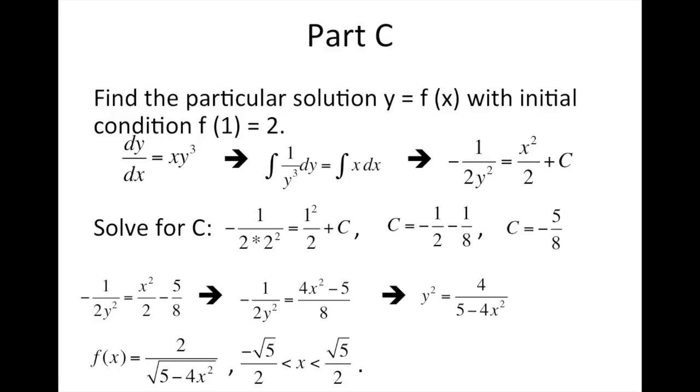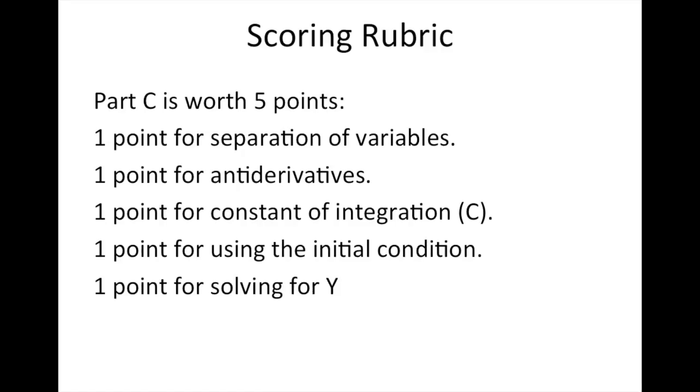And you might notice that there's no plus or minus in front of the 2 over the square root of 5 minus 4x squared. And that's because the initial condition f of 1 is equal to 2 is positive, which means we only take the positive instead of both the plus and the minus. And there's also a domain for this, which is x is larger than negative root 5 over 2 and less than root 5 over 2. And this is to ensure that there's no negatives in the square root or zeros in the denominator.